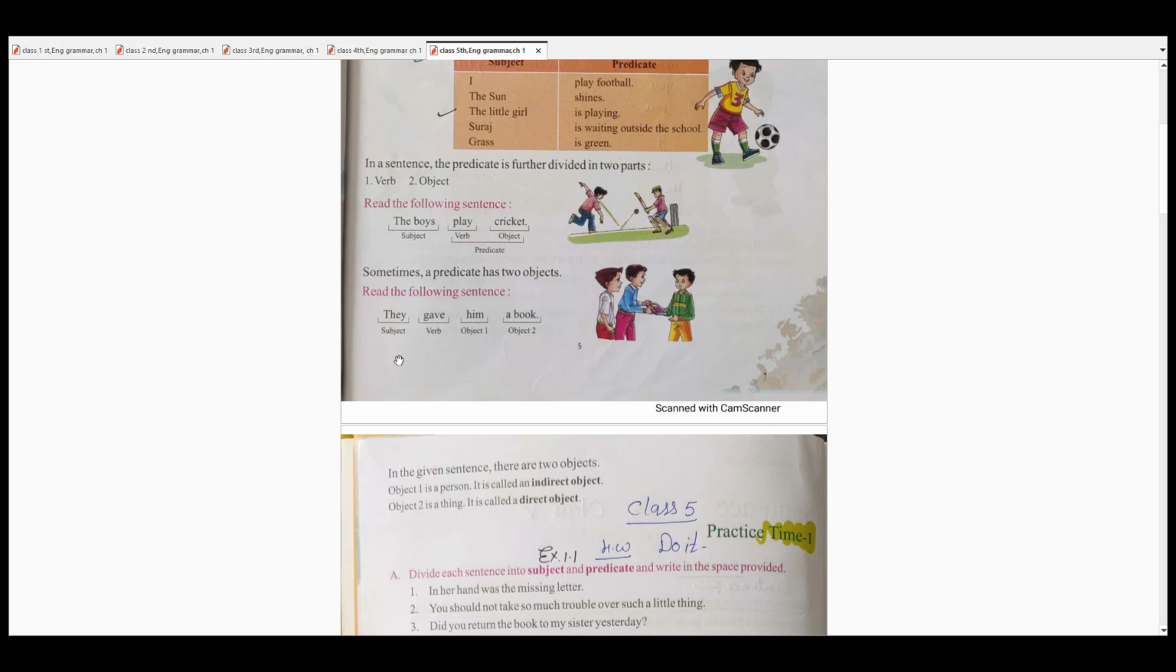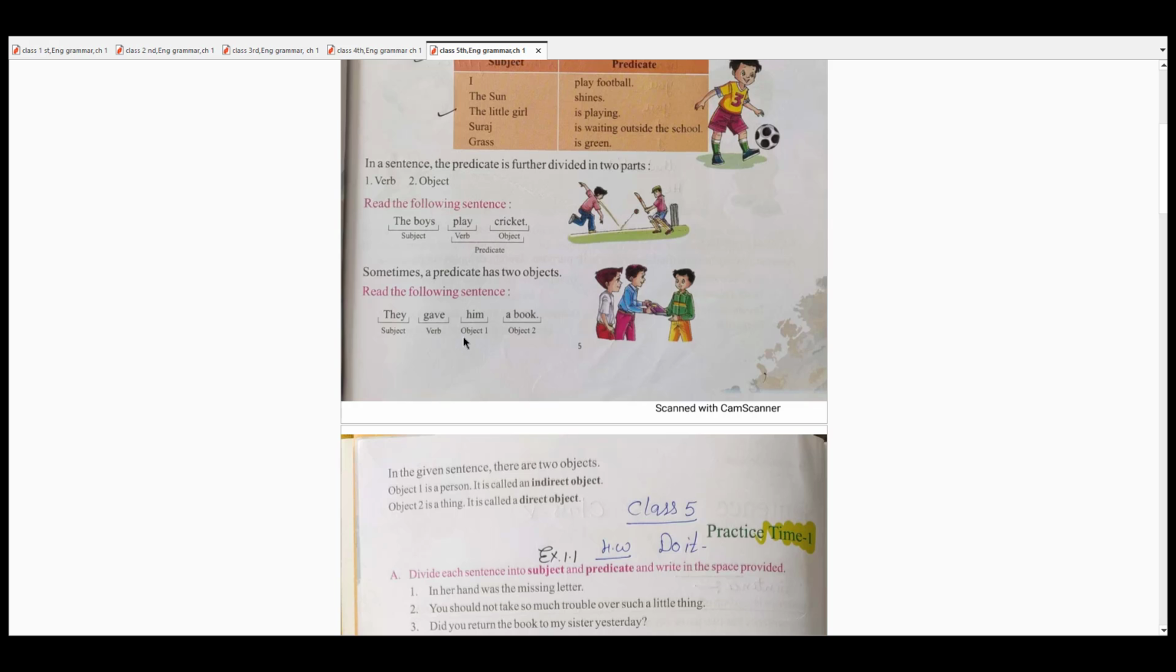Okay, so the subject is "they" and the predicate is "gave him a book." Now the predicate will be further divided into objects and verb. So this is our predicate, you can see the cursor, right? This predicate will be further divided into verbs and objects. So what are they doing? They are giving, therefore "gave" is a verb.